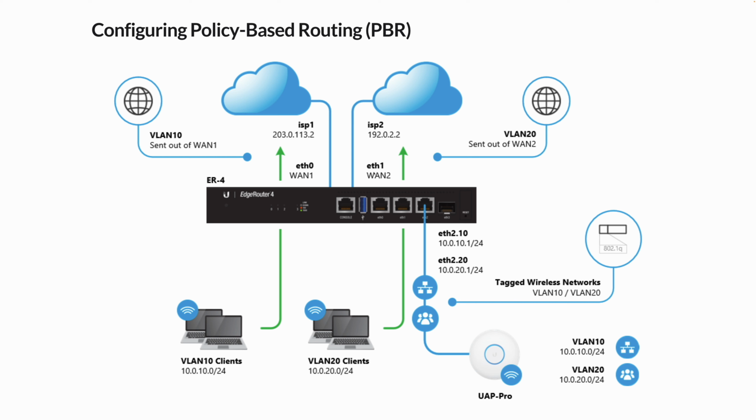Let's say you have two separate internet connections, ISP1 and ISP2. In your LAN, you configured VLAN 10 and VLAN 20. You want all the internet traffic for VLAN 10 to only go through ISP1, and VLAN 20 to go through ISP2. It's a very straightforward, very reasonable request.